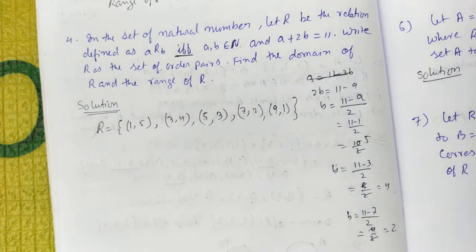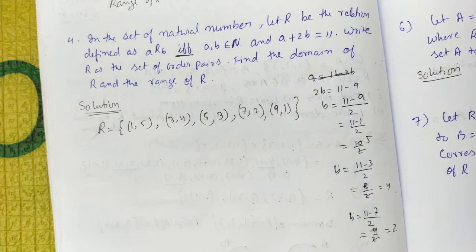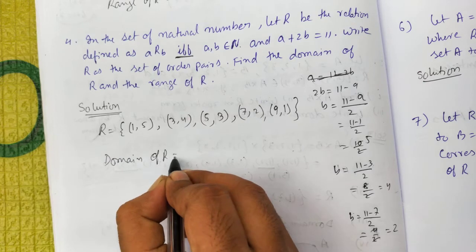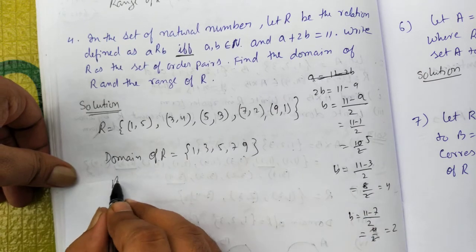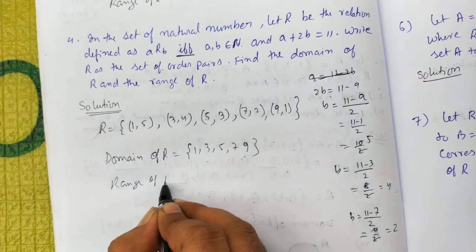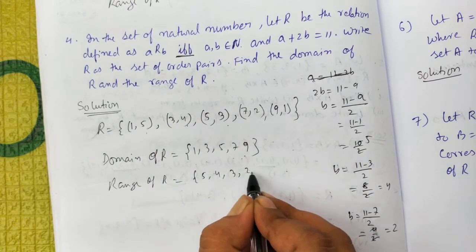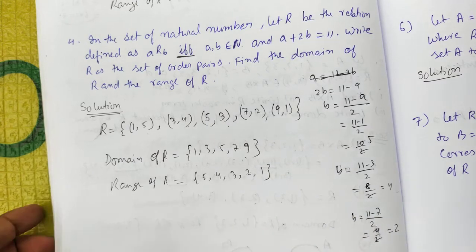Find the domain and the range. So domain will be the first element, that is 1, 3, 5, 7, 9, and range will be the second element, that is 5, 4, 3, 2, 1. Let's go to question number 5.